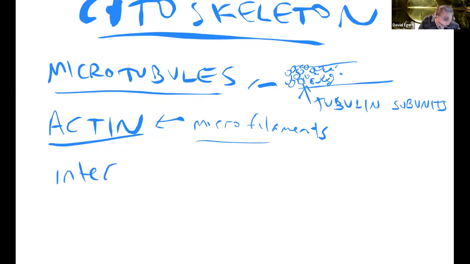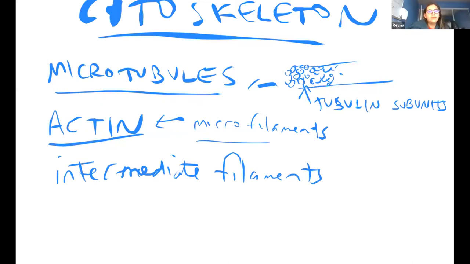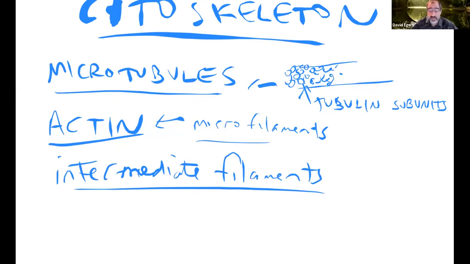Then there's kind of the catch-all we call the intermediate filaments. I know those attach to desmosomes. Yeah, exactly, the cell junction. Like this would be the keratin attached to the desmosomes that are reinforcing your skin, your epidermis. So intermediate filaments are kind of the catch-all for lots of other stuff. In our class, we'll see lots of stuff with microtubules, lots of stuff with actin, and just be aware that there's lots of other stuff as well.